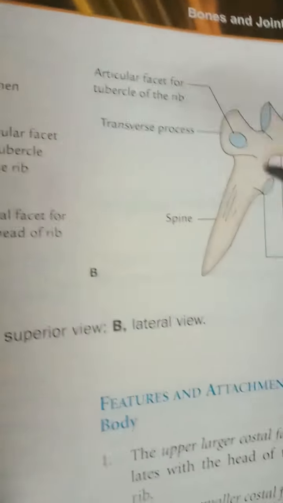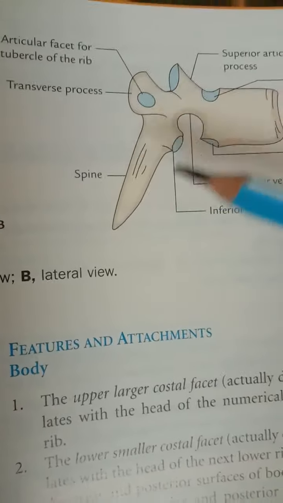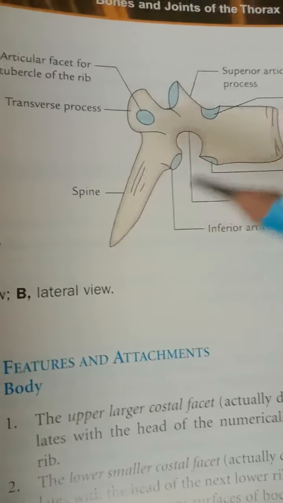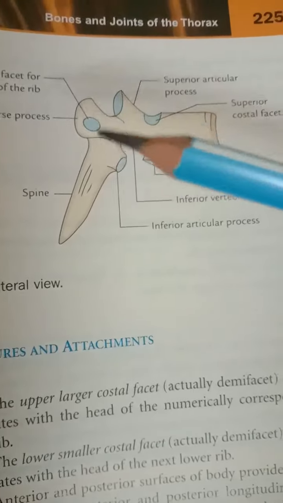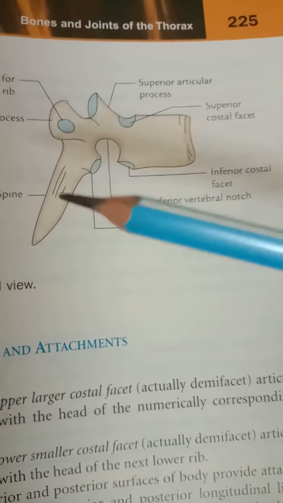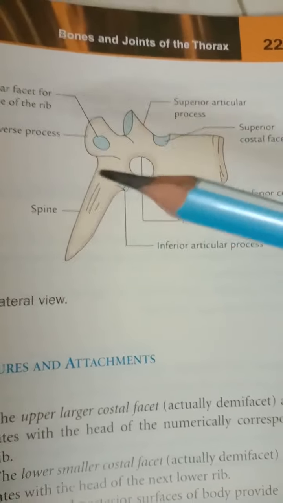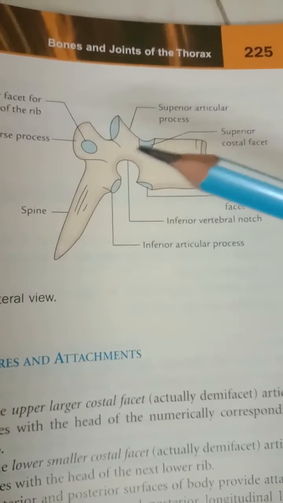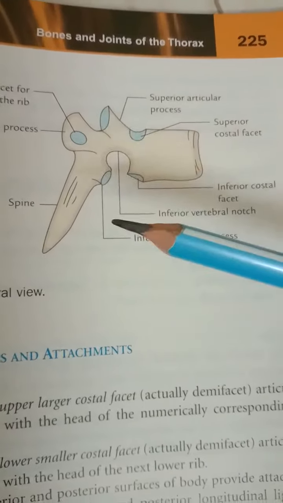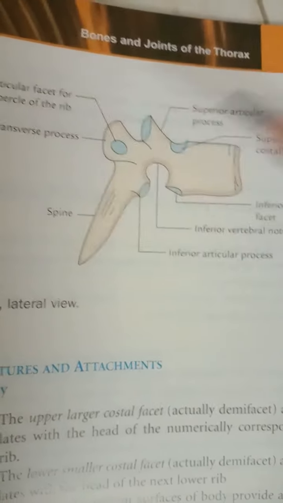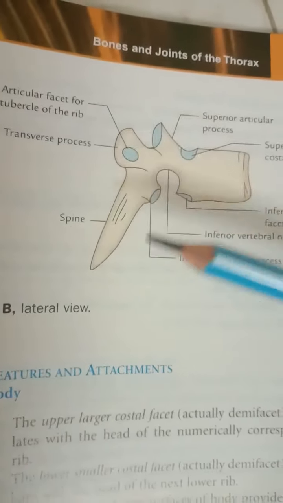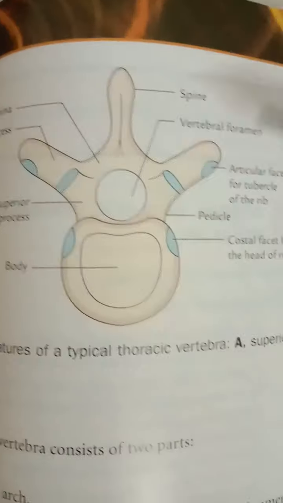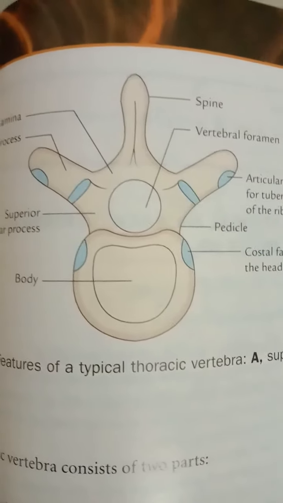It gives attachment to the supraspinous and the infraspinous ligament, and it also gives attachment to several muscles, which consist of the trapezius, rhomboids, latissimus dorsi, serratus posterior superior, and the serratus posterior inferior, and many deep muscles of the back, which are attached to the spine of the typical thoracic vertebra. Next, let's see the ossification.